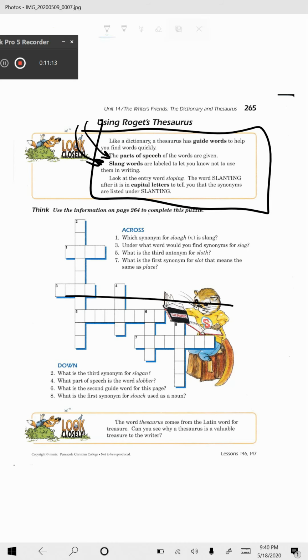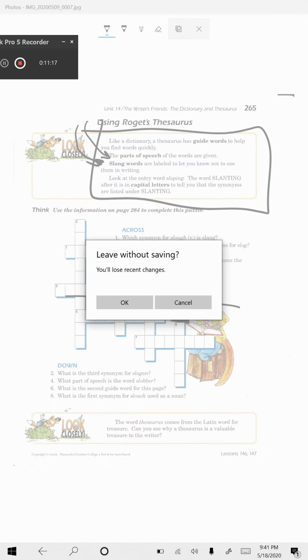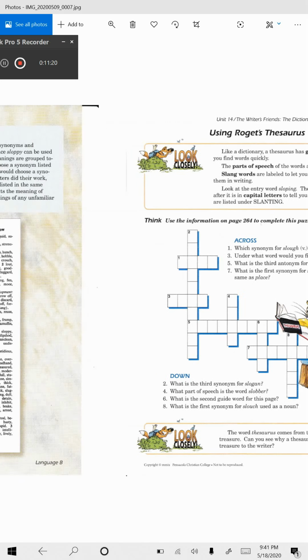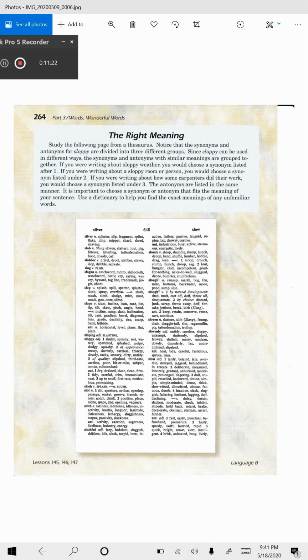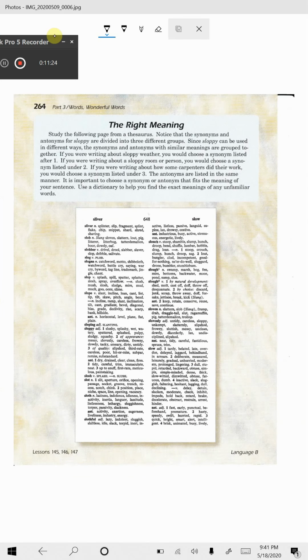So let's go back. Oops. I think there was a word in here. I think they're going to show us a slang word. I think slang words say the word slang next to them. Like here's slob. Sloven is slang. And the importance of knowing what slang is.